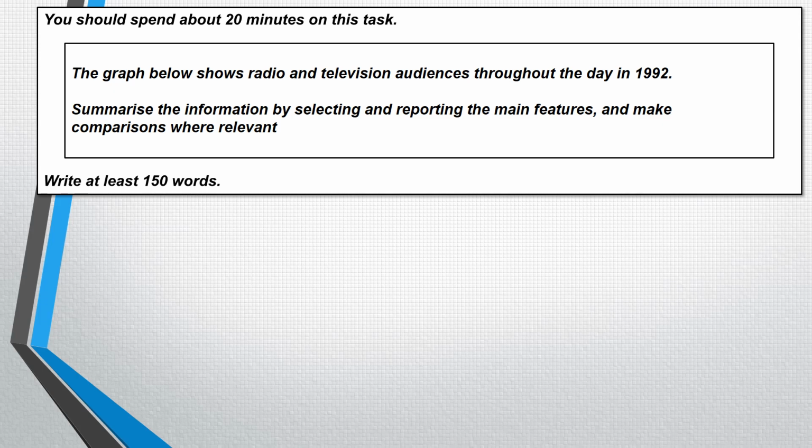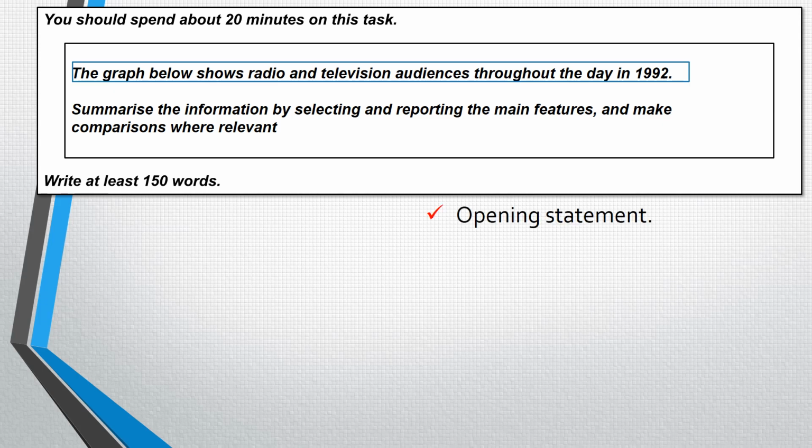Now we're going to take a look at each of these different question types in turn. Here is our first example. The first important feature you need to be aware of is the first opening sentence, which says, "The graph below shows radio and television audiences throughout the day in 1992." This is our opening statement and tells us what we are looking at. It describes the visual data for us. So it's a really important sentence.